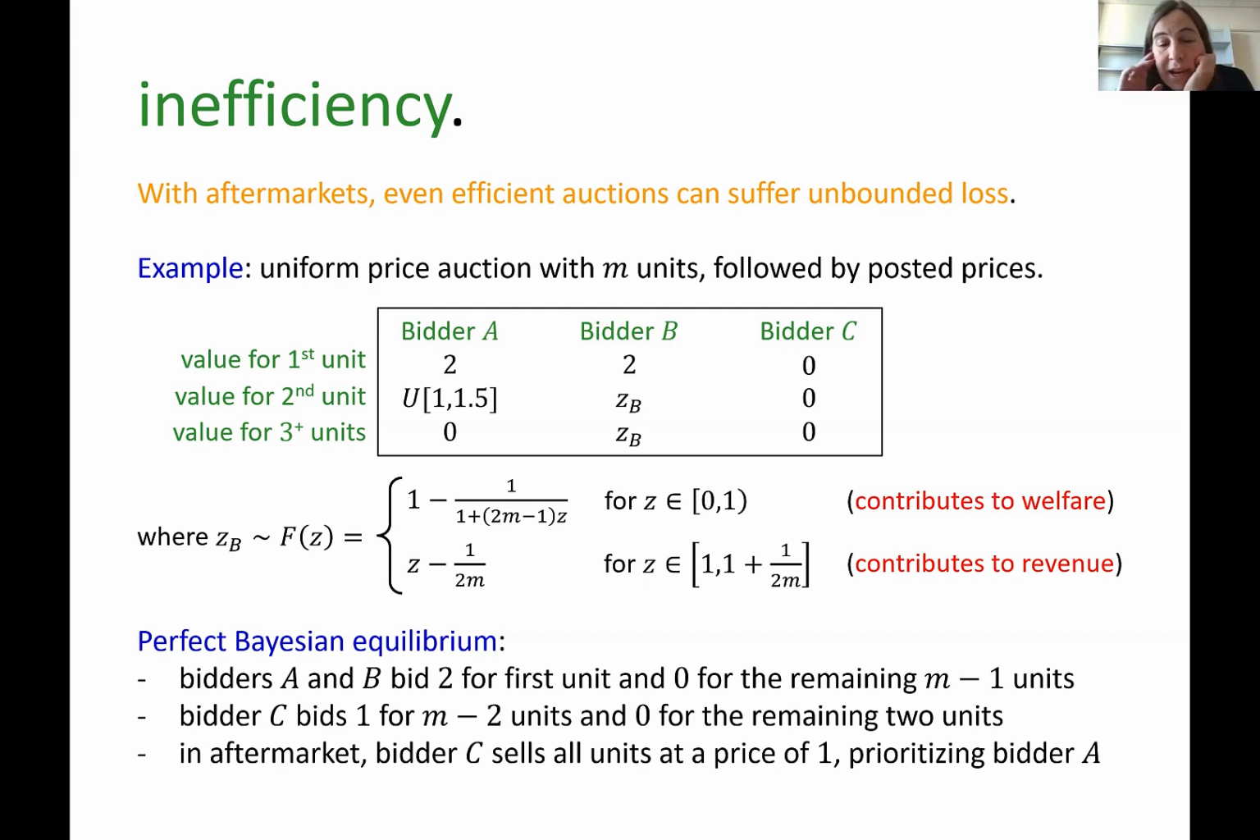And now in the aftermarket, what's going to happen is that bidder C is going to set a posted price of 1. And so bidder A will buy for sure that unit at that posted price. And this is why bidder C finds it strictly beneficial to do this. And then bidder B will buy the remaining units if she's a high type. And so bidder C benefits from this sort of speculation.